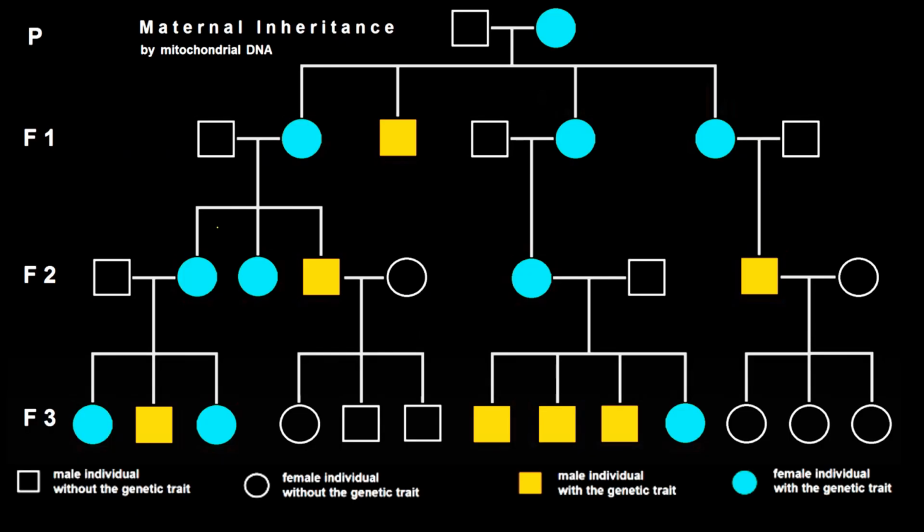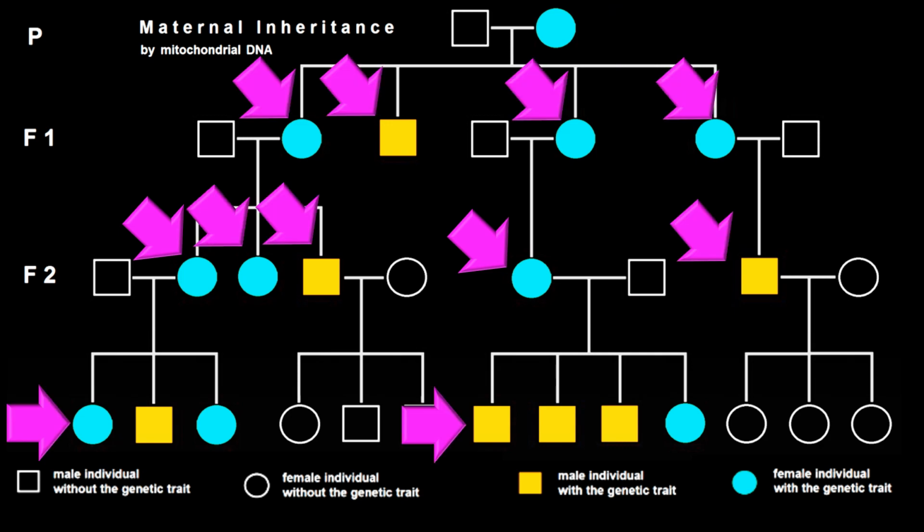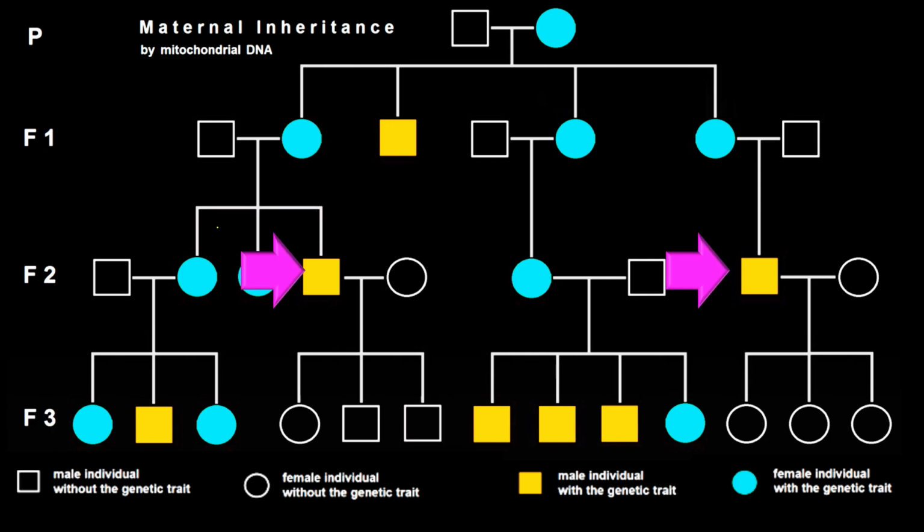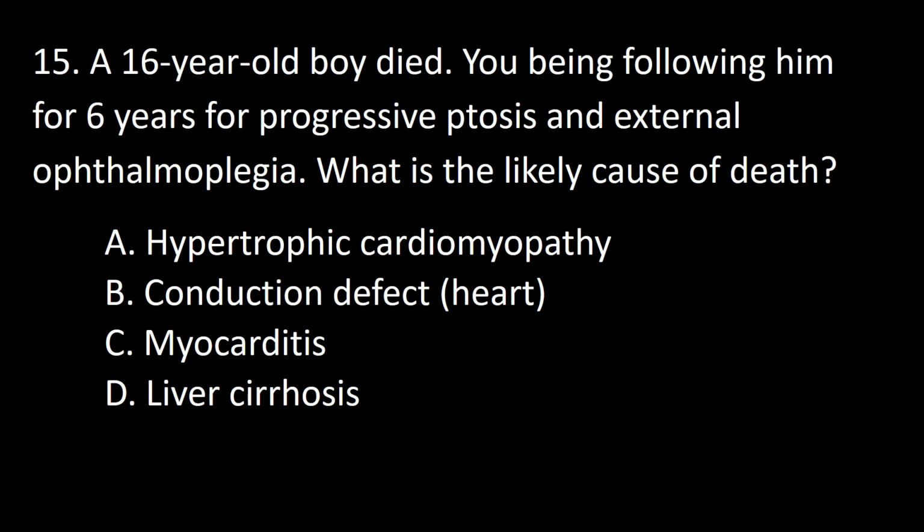Disorders transmitted by mitochondrial inheritance go as follows. A mother with the genetic trait will pass the mutation to all her children, male or female, whereas the father with the genetic trait will not pass it to any children, male or female. This is so because all mitochondrial DNA passes from the mother. So the answer to this question is B.